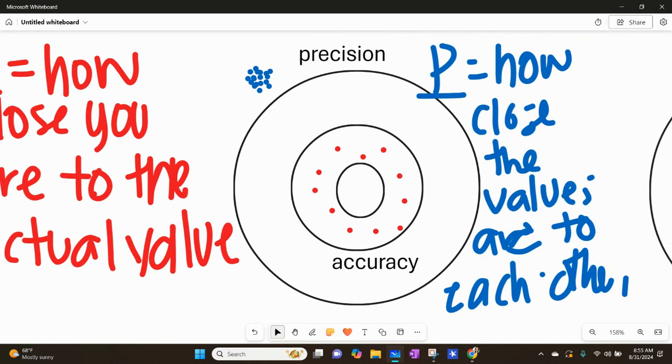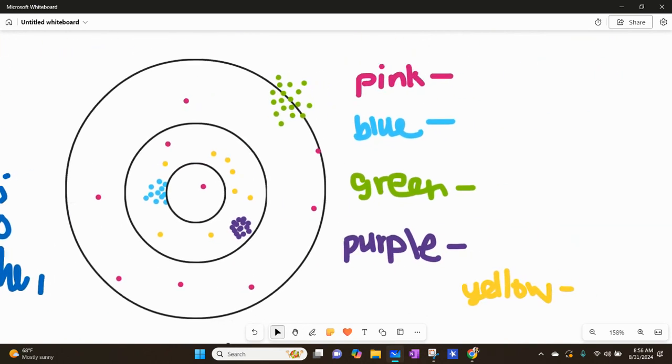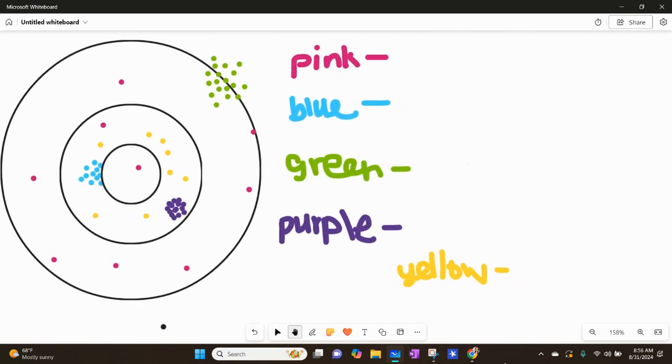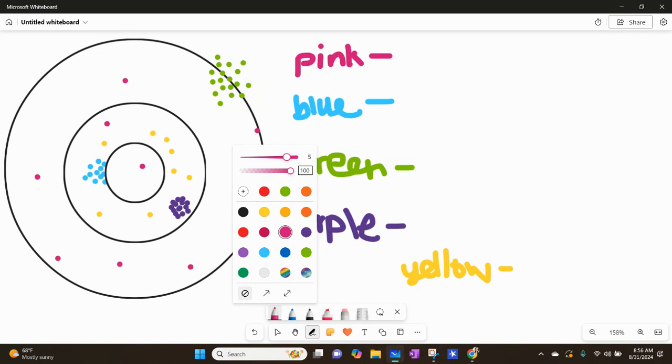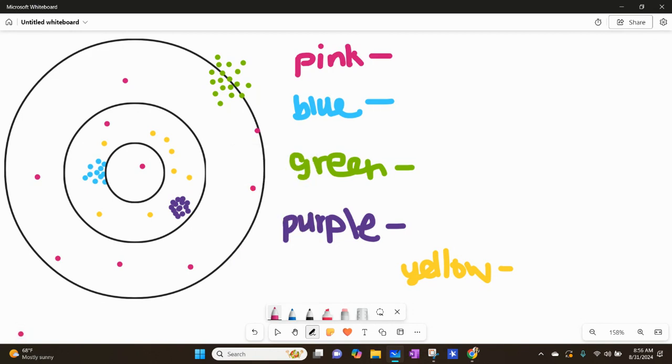Okay, let's slide to the left and try a practice problem. So we have our colors shown and we are going to try to figure out what each is. Start with pink. Is our pink one precise or accurate? Well, we can see that these points are not close to one another, so we can get rid of precision. And they're not very close to the actual value either. We have one pink right in the center, and one in the circle next to it, but the rest are just floating around everywhere. So we have neither.